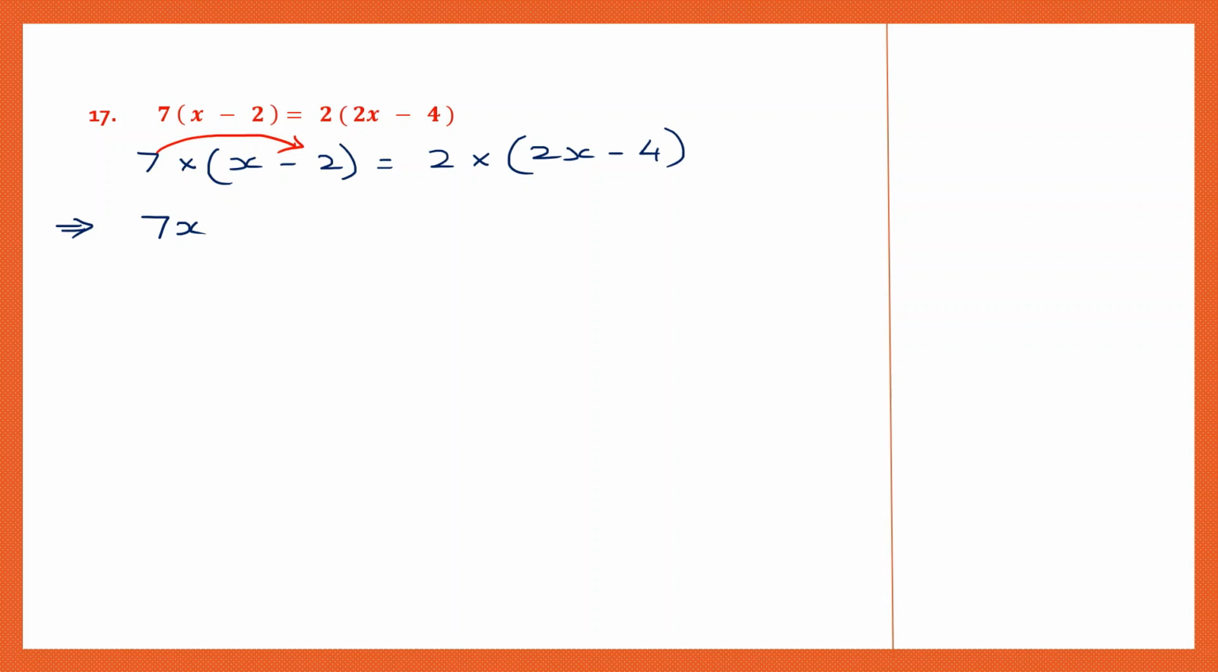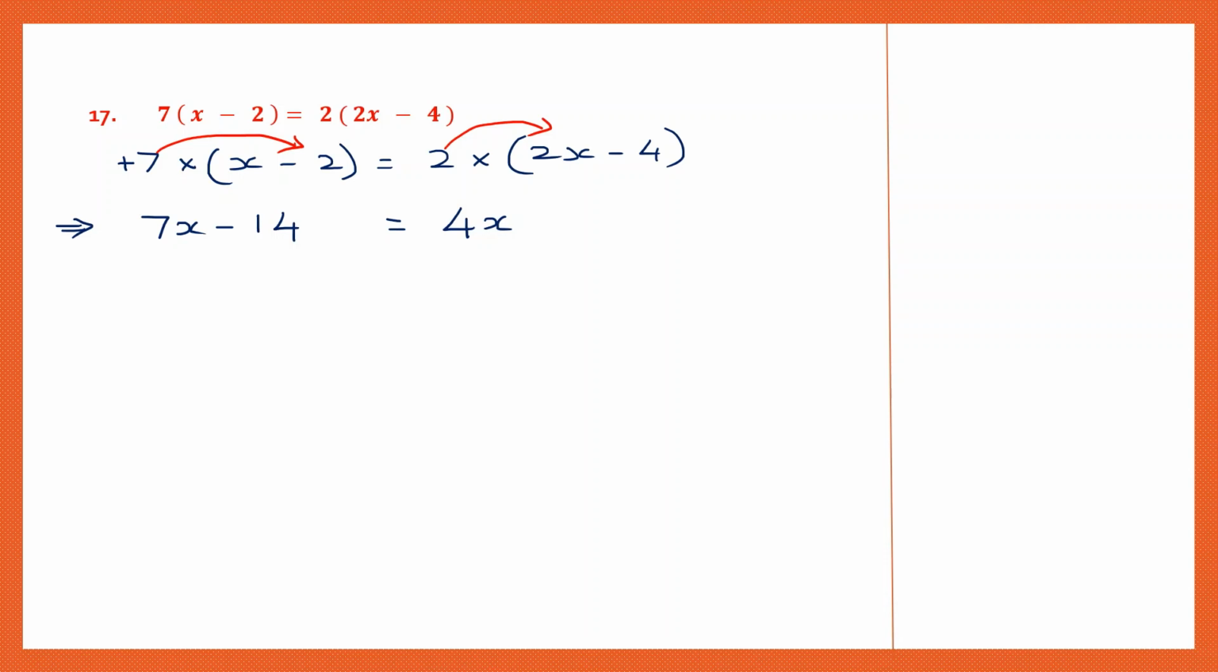So here we have a plus sign. So plus into minus is minus. 7 2s are 14. Equals, on the other side also we should do the same thing. 2 into 2x first. So 2 2s are 4, 4x.